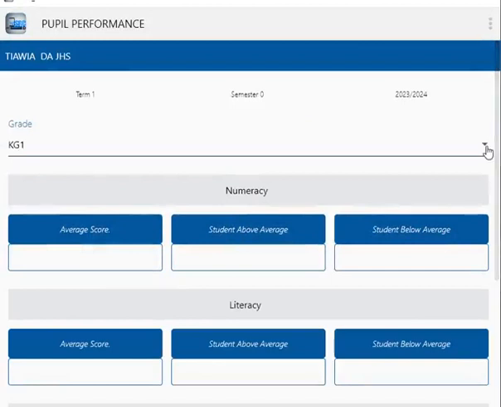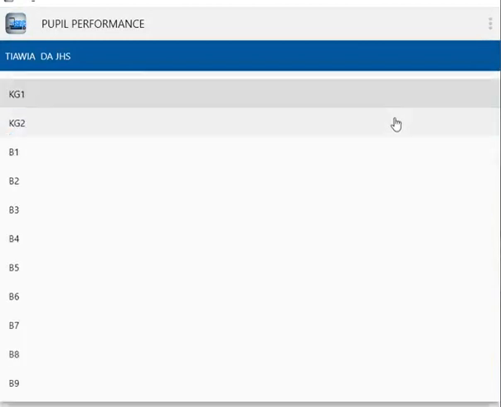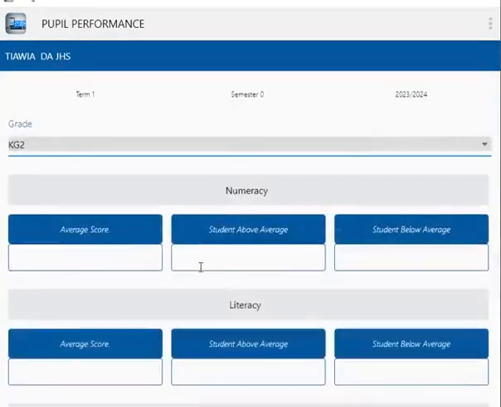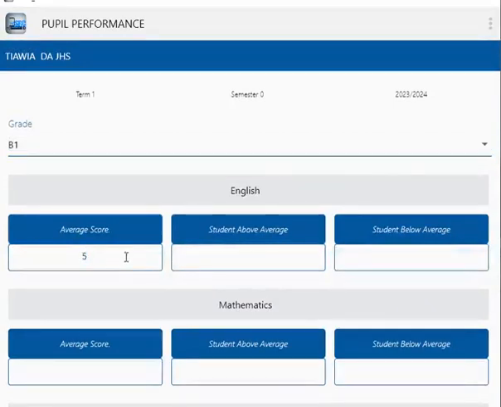Then you move on to KG2. So KG2, then you provide all the scores. After that, you add entry, you go to basic 1. So once you navigate to basic 1 grade, realize that the number of subjects increases. So here, let's say we have average score to be 50. We have a number above average 1. Then we have below average 6. Average score for mathematics 56. Students above average 4. Then we have here 2.